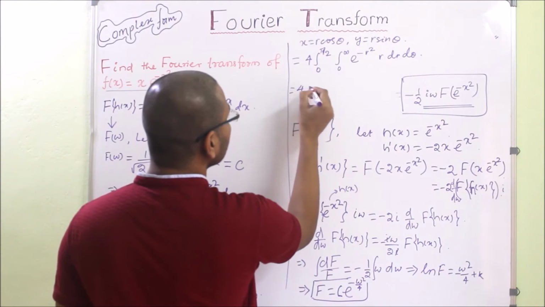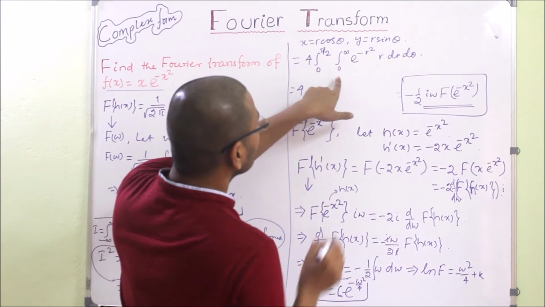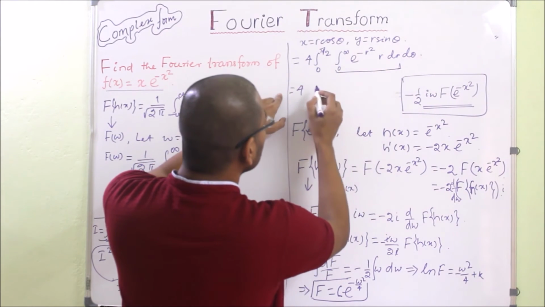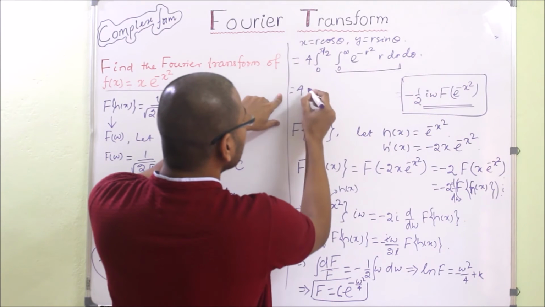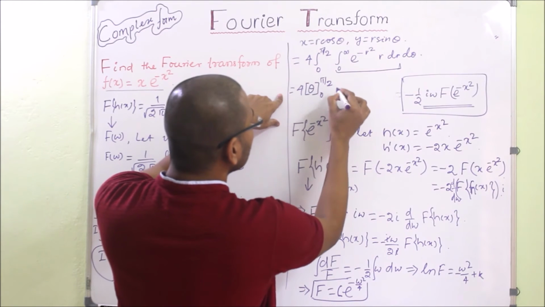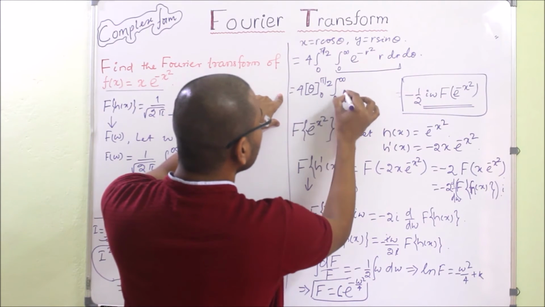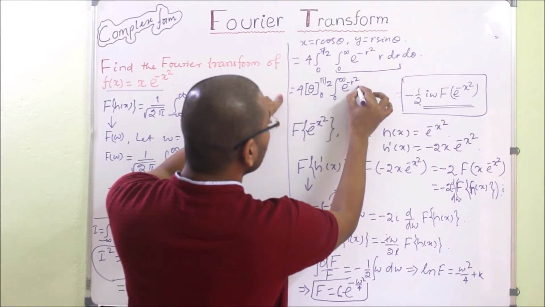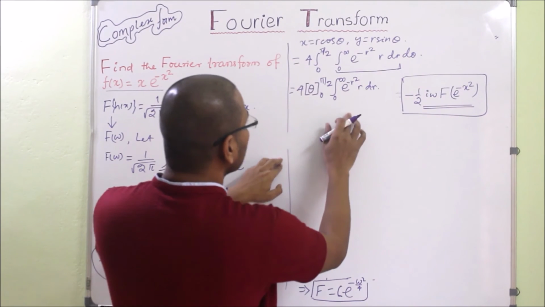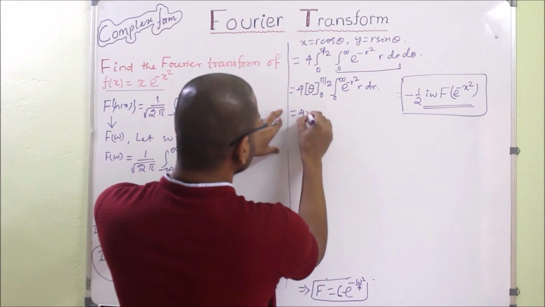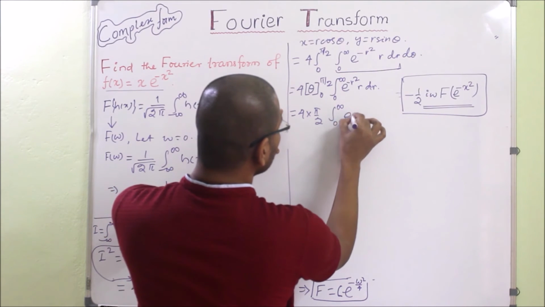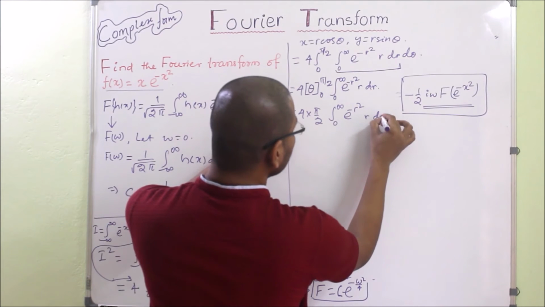Now you see here r is there, so there will be no theta term in the r part. So I have to solve this theta: 4 into theta from 0 to pi by 2, then integration 0 to infinity e to the power minus r square r dr. Now we have to solve this one. So if we solve it, it will be 4 into pi by 2 into integral 0 to infinity e to the power minus r square r dr.